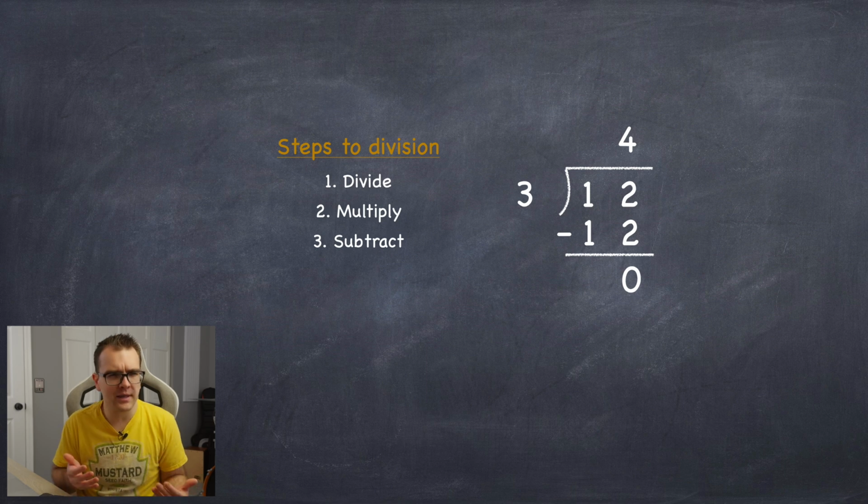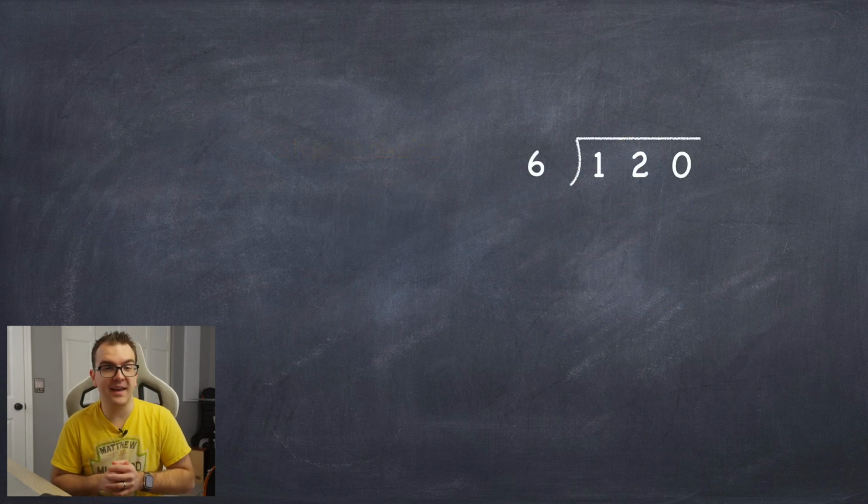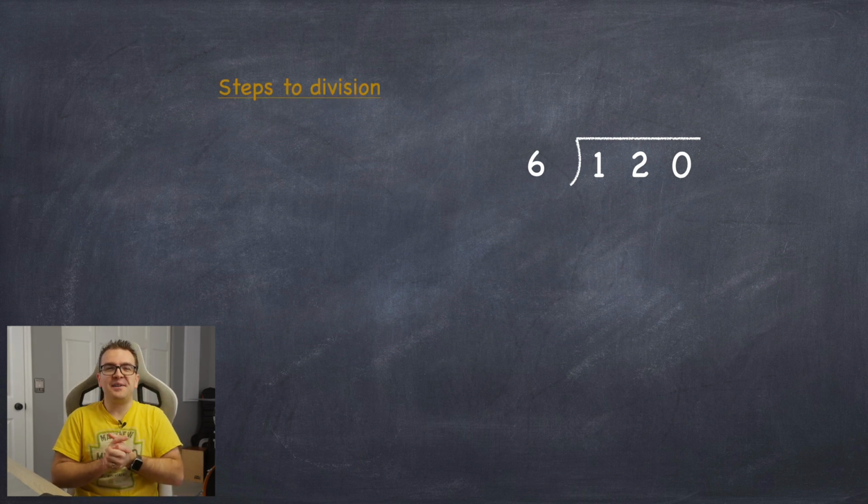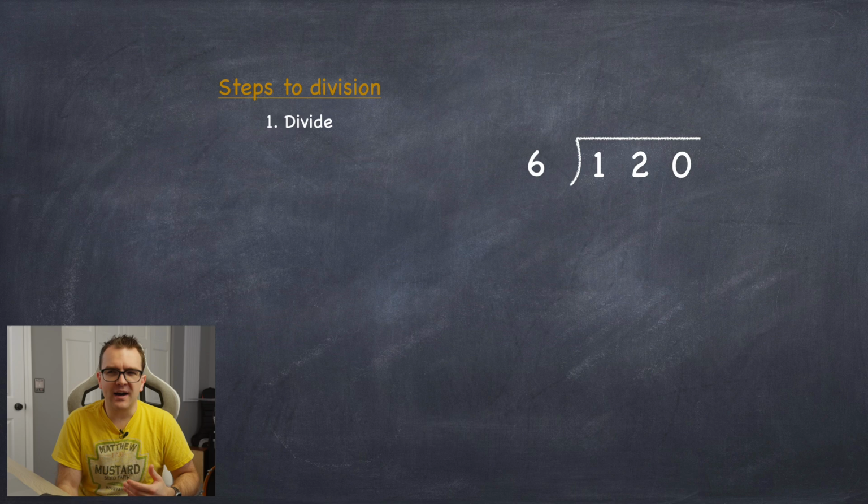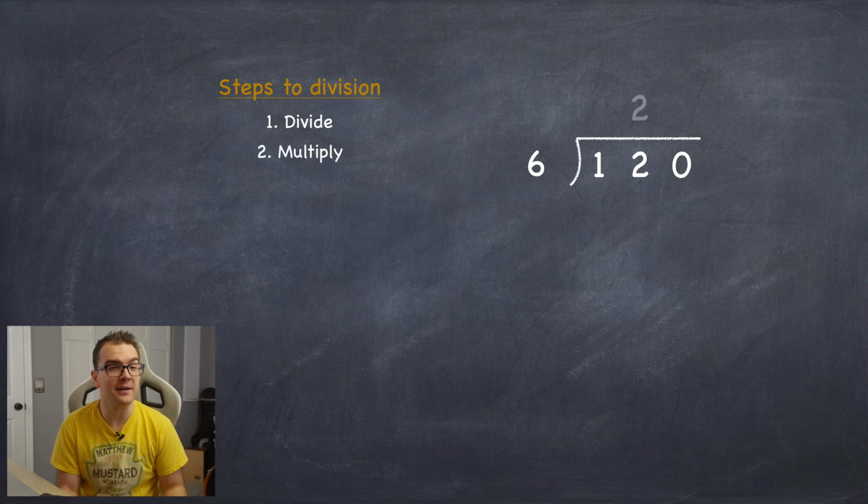Now, this might seem like overkill for a problem like this, but what about this problem? Yeah, if we had 120 cookies to share between 6 friends, what would be the answer? A big tummy ache. But for real though, first we say, okay, can we divide 1 by 6? We can, but we don't want to here. We're shooting for equal parts, okay? So can we divide 12 by 6? Yes, 2. So 2 would go here, and then we multiply 6 times 2.